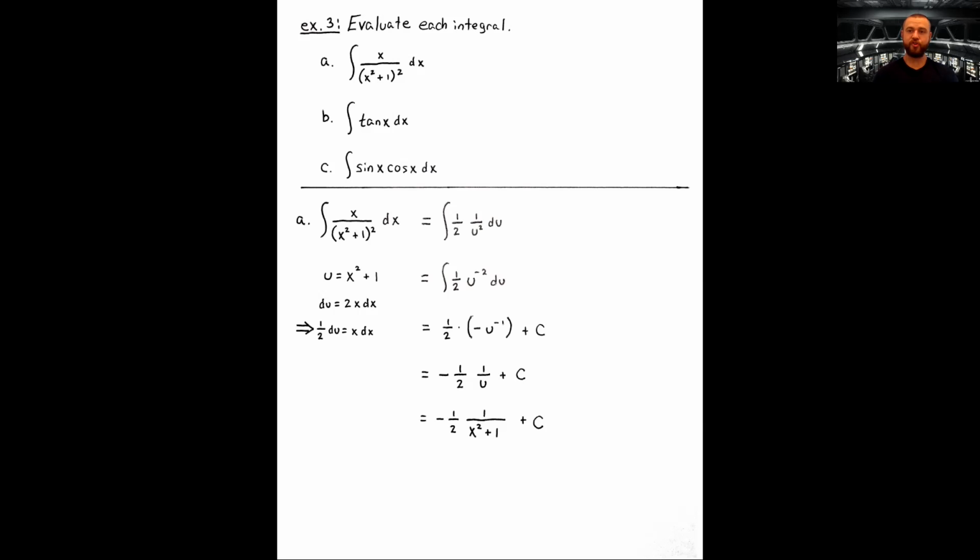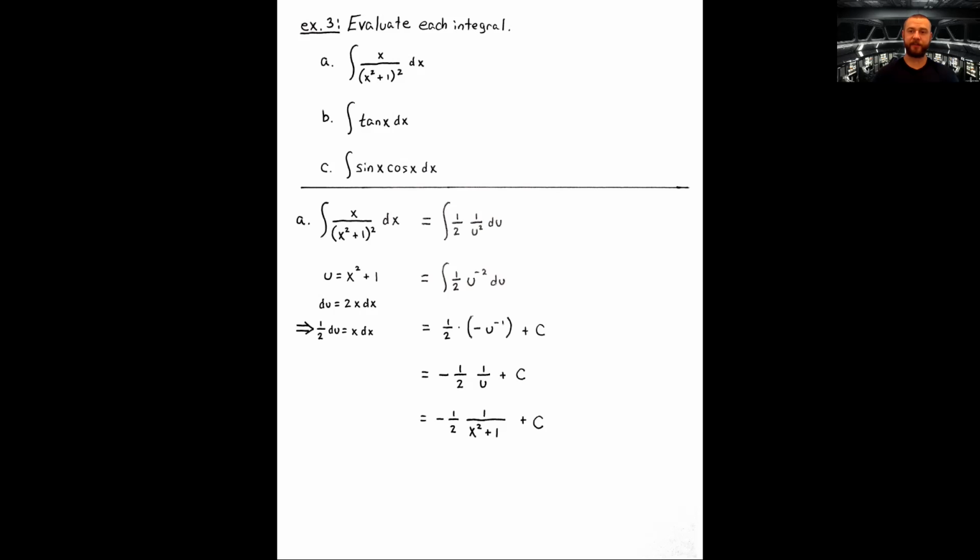Now here, if we choose u as x squared plus 1, the derivative of x squared gives us a factor of x in the derivative. And that's exactly what we have in the numerator, a factor of x. So if we choose u as x squared plus 1, the differential du is 2x dx. And we have a factor of x dx in our integral, but not 2x dx.